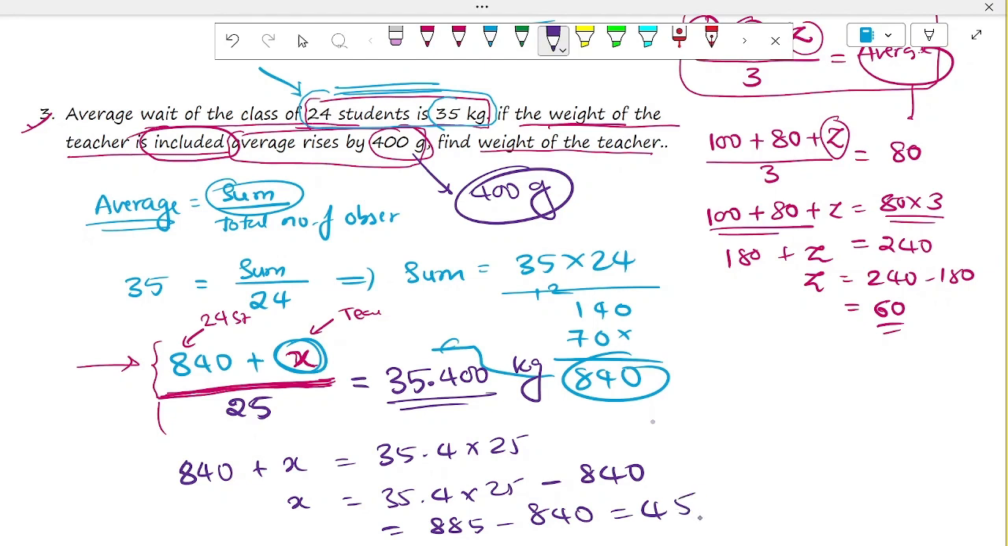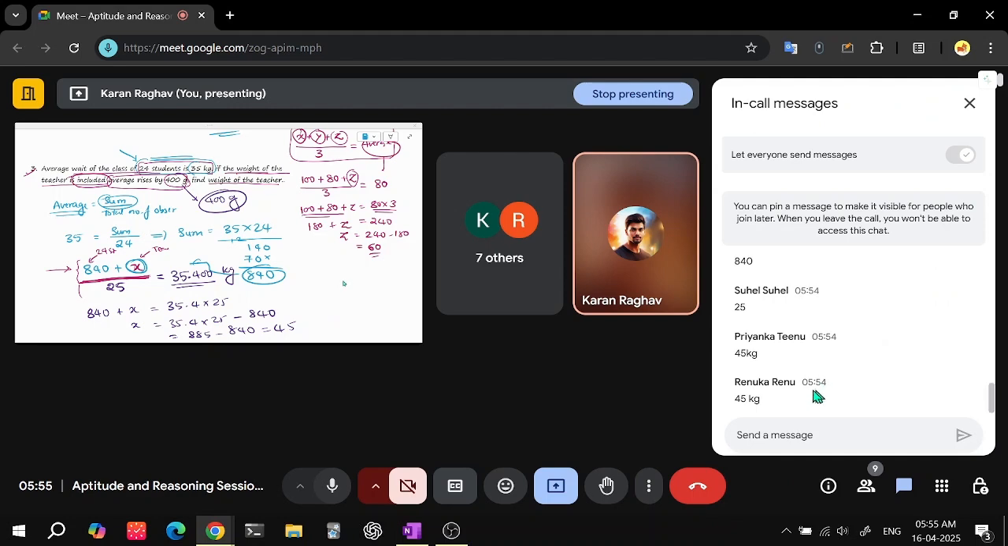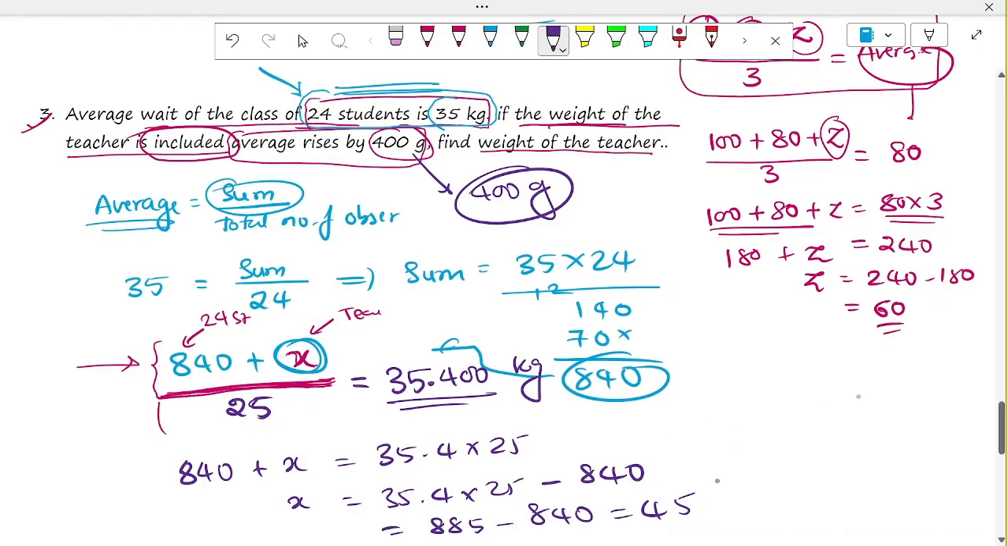So Priyanka had given the answer 45 kgs. Yes, Renuka, 45. And the answer is 45 kg. You are just trying to find the x value here. These questions are very common, especially in the SSC exams and many competitive exams. You will get these kinds of questions. You just need to analyze whatever is given. So these are very common questions.